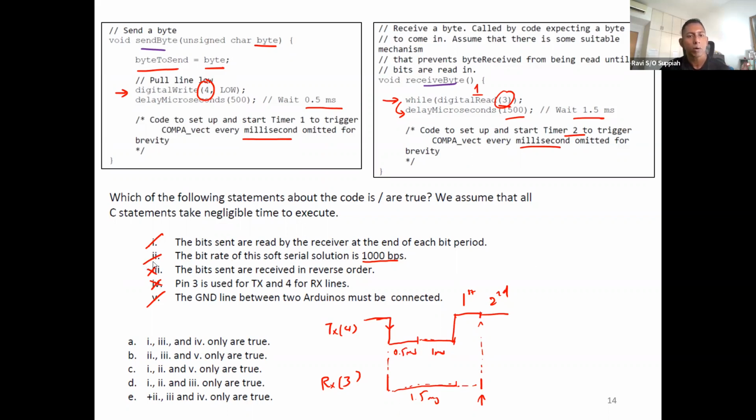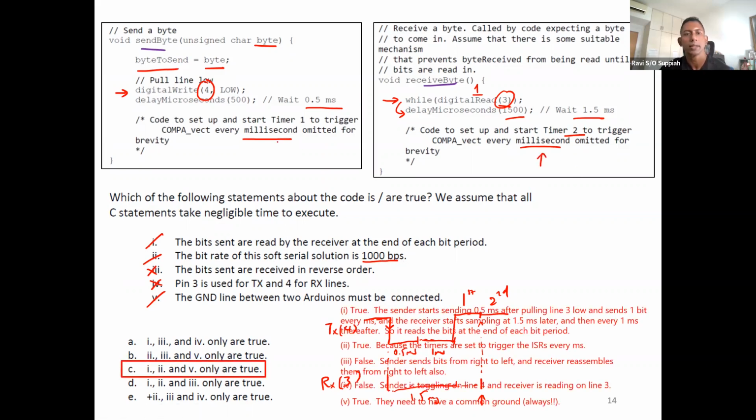So for option 2, why is it 1000 bits per second? It is because both of them are set to trigger the interrupt at every millisecond. That means in 1 second you have 1000 interrupts, which is 1000 bits per second.